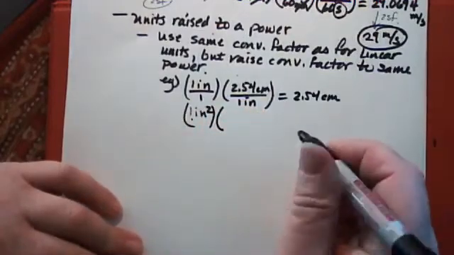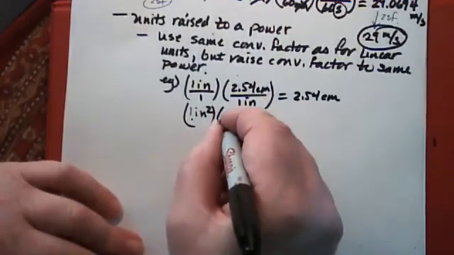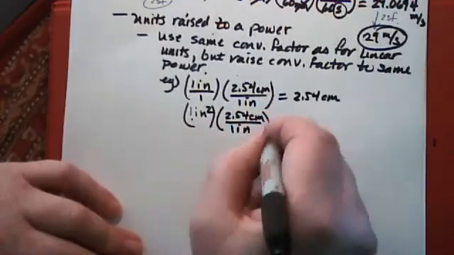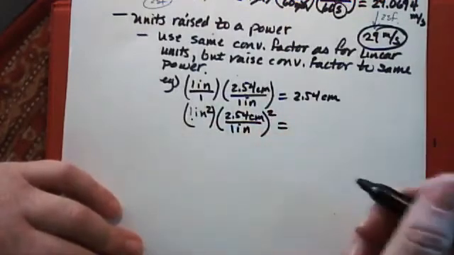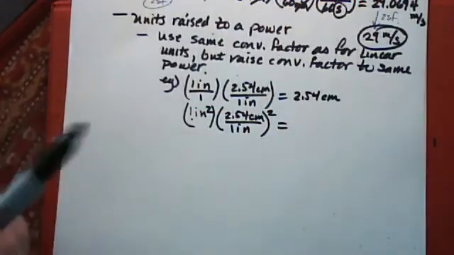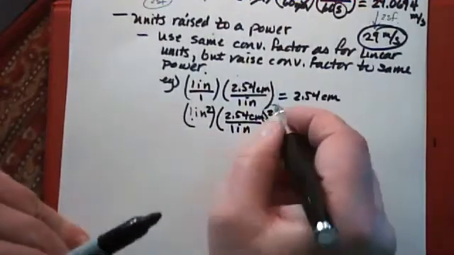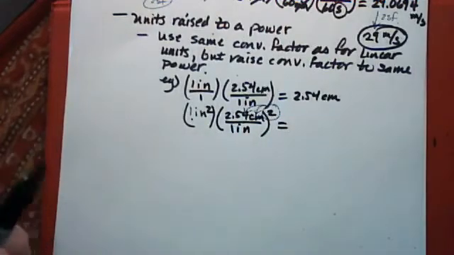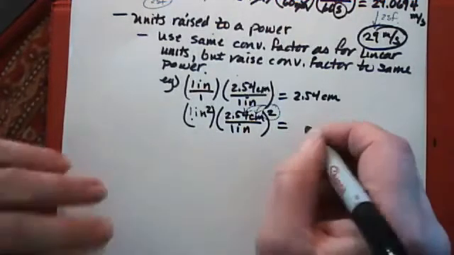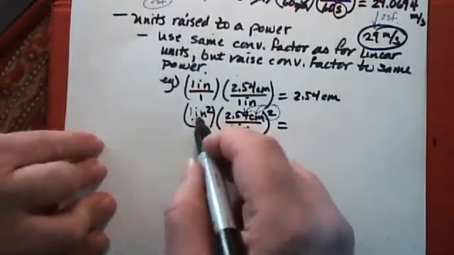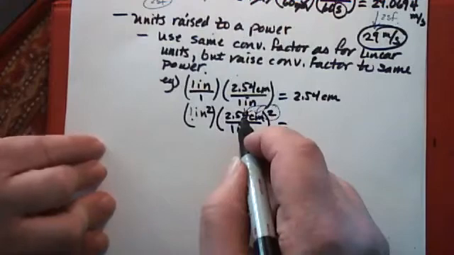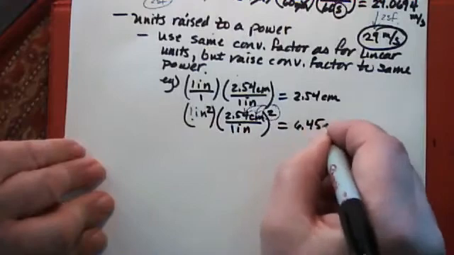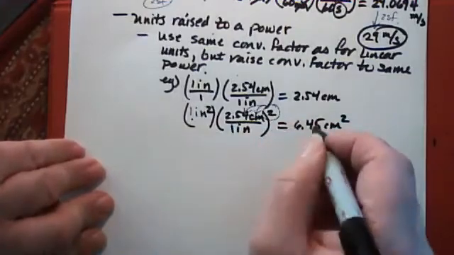If you want to convert 1 square inch to square centimeters, you use the same conversion factor, but you square it. And now you have to remember that this square here applies not only to the units, but also to the number. So when you're multiplying things out, you have to remember that. And the number of square centimeters in a square inch is 1 times 2.54 times 2.54, or 1 times 2.54 squared, which is 6.45 square centimeters per square inch.